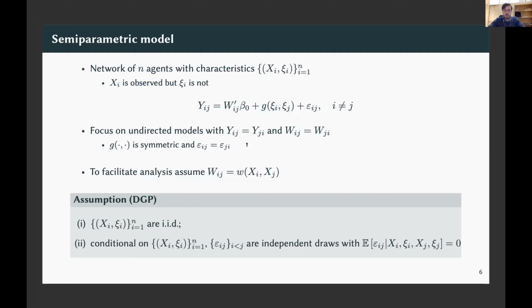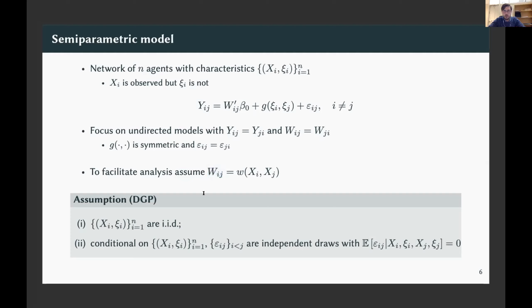Again, just for simplicity, I'm going to talk about undirected networks, so outcomes, covariates, g functions, and idiosyncratic shocks are going to be symmetric. But this is really not restrictive. Exactly the same insights apply to directed networks and general two-way models. To facilitate analysis, I'm also going to make one more assumption: that W_ij, the vector of pair-specific covariates, is a function of agents' observed characteristics. For example, the geographical distance between countries i and j is a function of these countries' geographic coordinates. This is standard in networks.